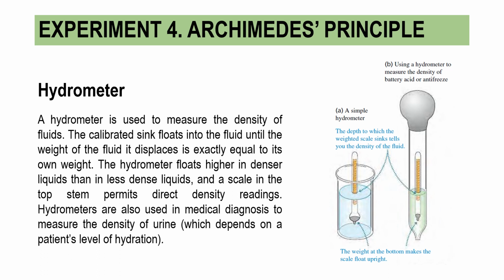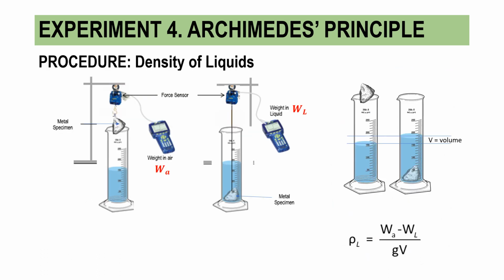Now let us proceed with the second part of the experiment, and that is to determine the density of liquids. In this one, we're going to use a hydrometer, and a hydrometer is used to measure the density of fluids. We have here the same setup as the first part, but instead of using a beaker, we are using a graduated cylinder as the container.